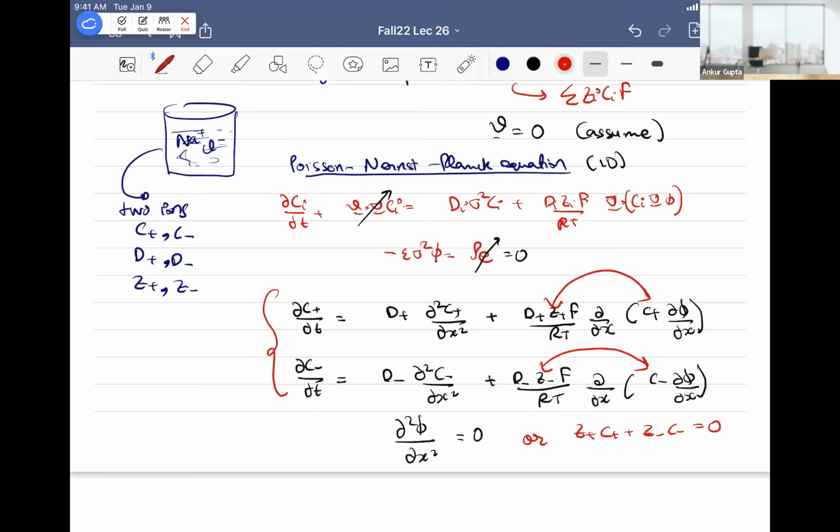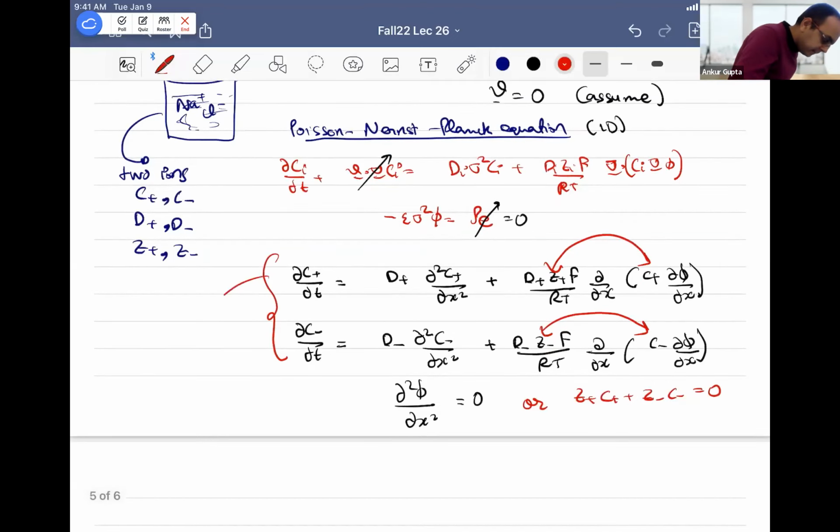Any thoughts? Just divide by D plus and D minus, right? And then add them. Because if you divide both equations by D plus and D minus, this was D plus and this was D minus, then when you add them, this term will just drop out. Okay, so I hope you can see that. So let's divide this by D plus, divide this by D minus.